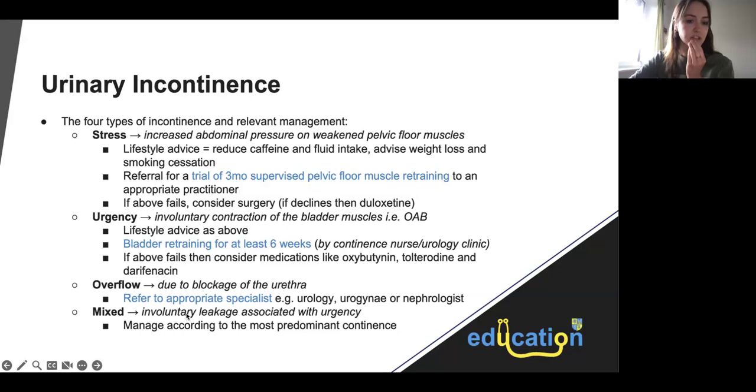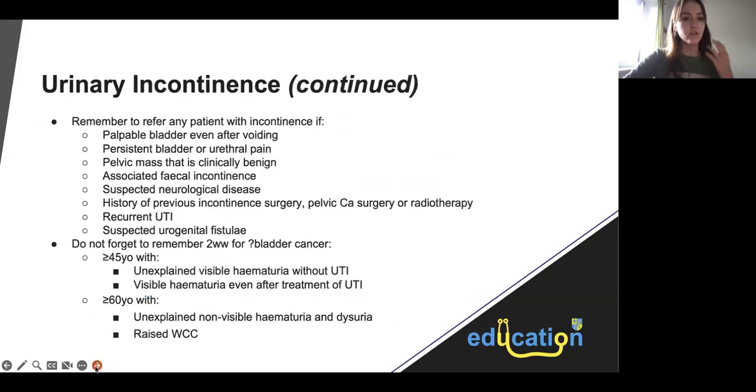Other types of incontinence, examples of that are overflow. So if there's a blockage of the urethra and urine accumulates and then leads to overflow incontinence, you can have a mixed picture, most commonly a mixed picture of stress and urge incontinence. And then you can also have other types like functional incontinence or neurological incontinence, where they've got a learning disability or some sort of neurological impairment, for example, post-stroke, where they can't control their bladder properly.